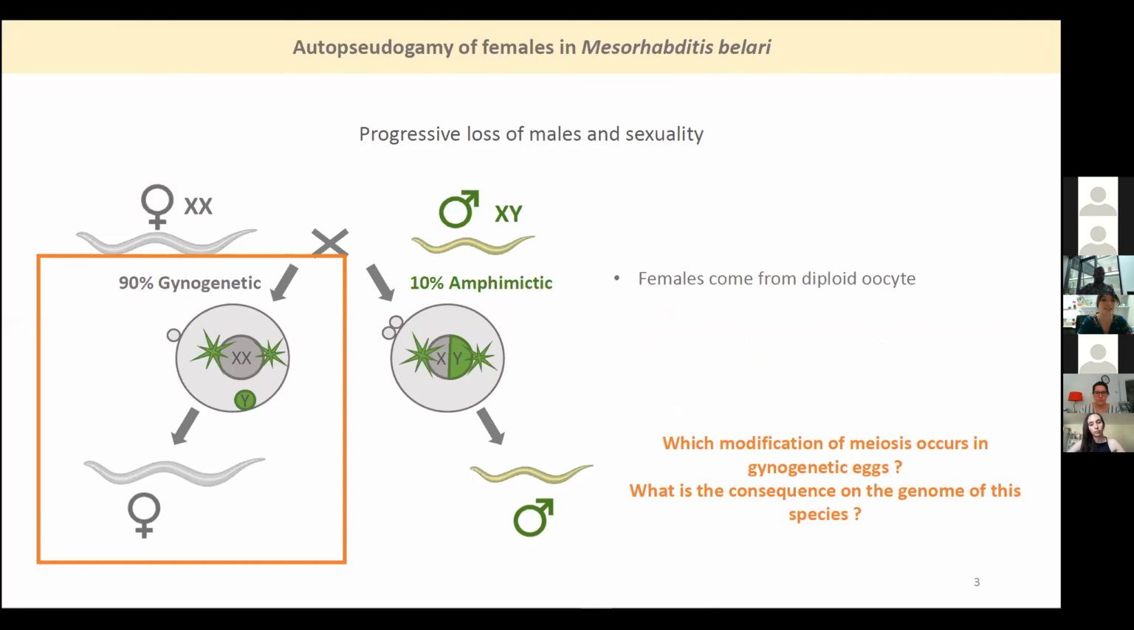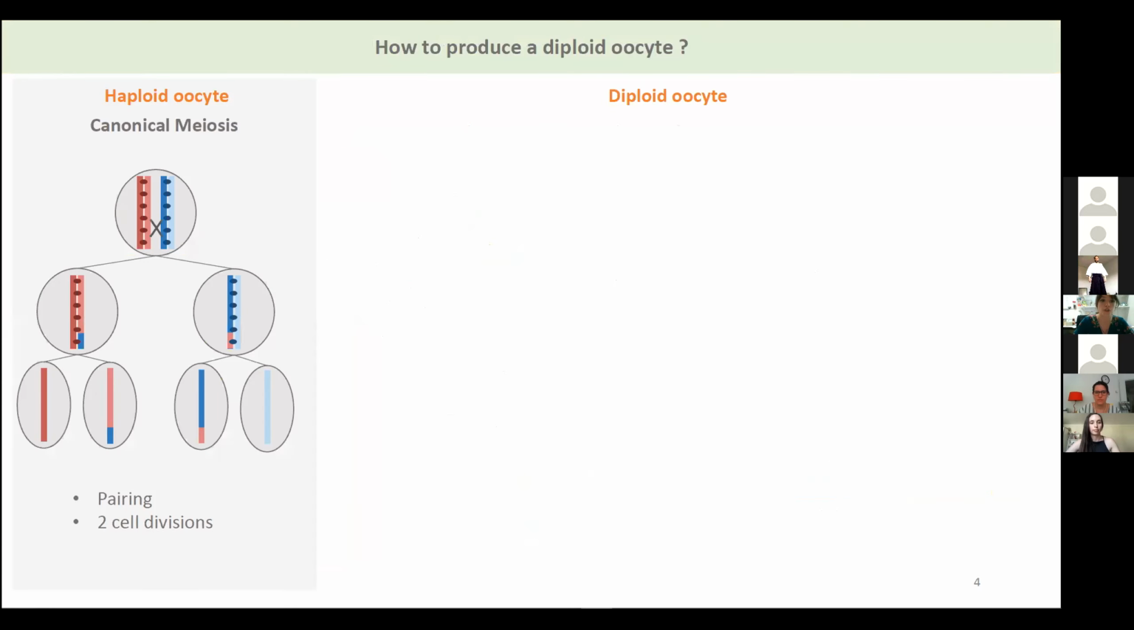Of course, these types of systems raise a lot of questions, but today I will only focus on how asexual females are produced. So what is happening during the meiosis of genogenetic oocytes, and what are the consequences on the genome of this species? First of all, what is the canonical meiosis?